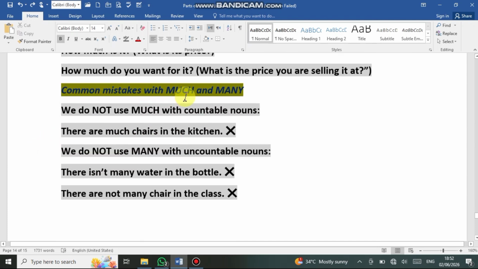Common mistakes with much and many. We do not use much with countable nouns. There are much eggs here in the kitchen. This is wrong. We do not use many with uncountable nouns. There isn't many water in the bottle. Incorrect. There are not many chairs in the glass.